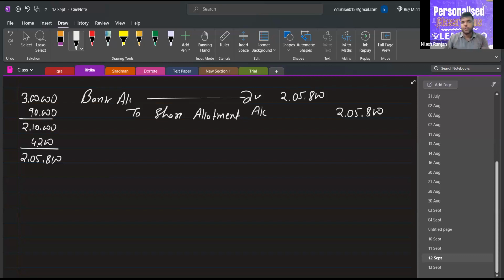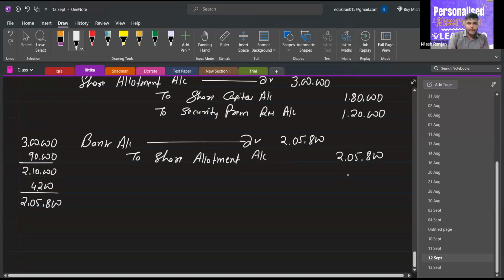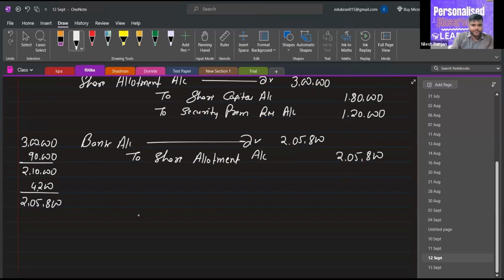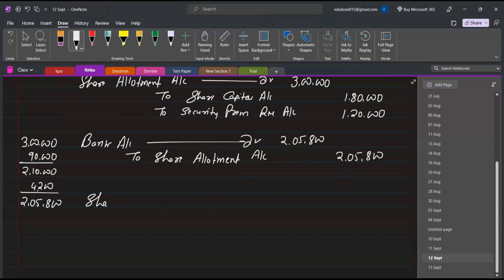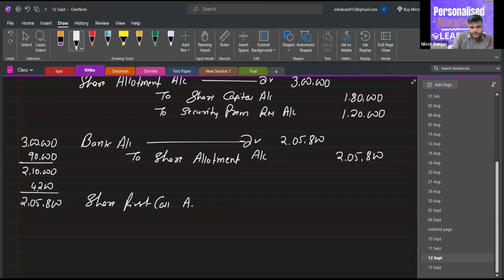Okay, now there is no entry for this yet, but we will solve the question for this also. Let's pass the third entry also. Share first call account debit to share capital. Now on 60,000 shares, we will demand the full amount because we have not forfeited the Mohan and Sohan shares yet. So we will ask for the full money.